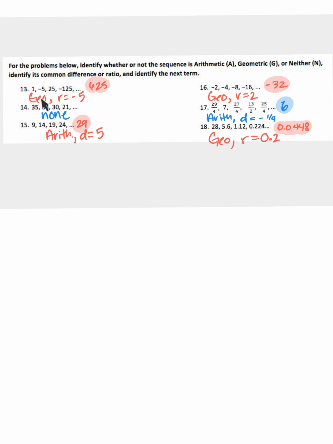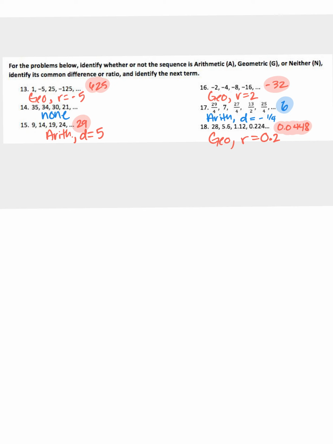Alright, here are the answers. So the first one, 13 is geometric. Common ratio is -5. Next value is 625. 14, there is none. It's neither. 15 is arithmetic. The common difference is 5, and the next value is 29. 16 is geometric. Common ratio is 2. The next value would be -32.